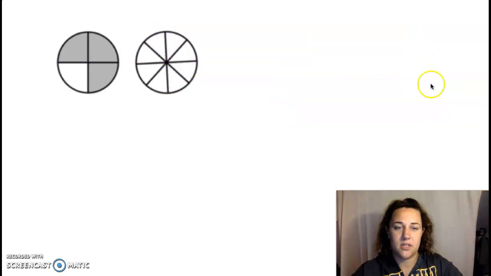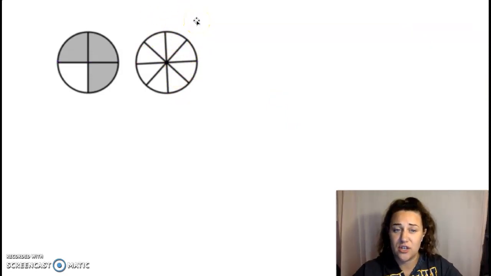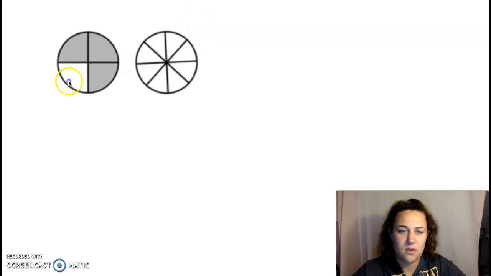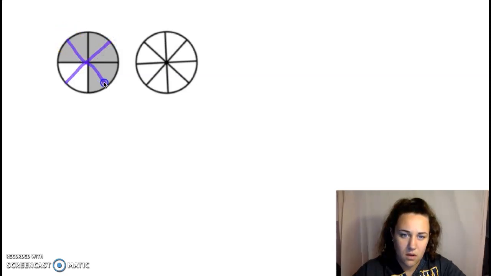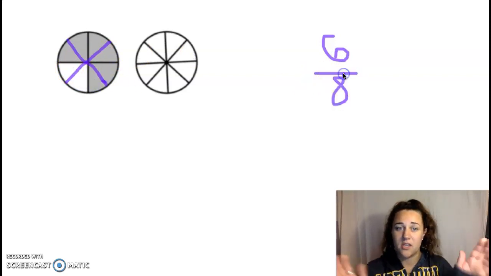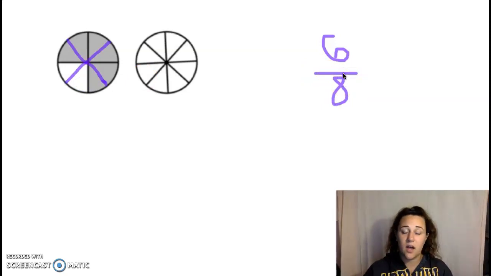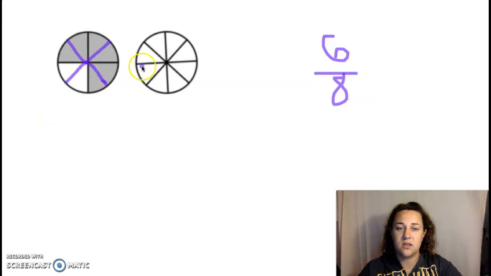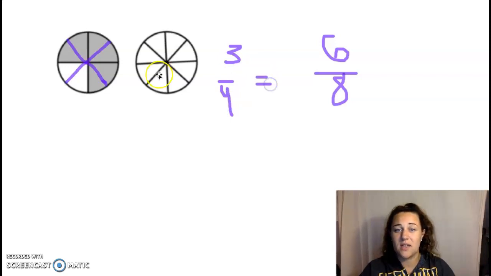Another way we could have done, I'm going to clear my screen, is if, say, we didn't have this extra circle here to help us, friends. You could have split these in half as well. And now we made 1, 2, 3, 4, 5, 6 out of 1, 2, 3, 4, 5, 6, 7, 8. And the same part is shaded in. We didn't color in any more. We didn't take away any colored ones, right? And our original fraction was still 3/4. But then we added more lines to make 6/8.